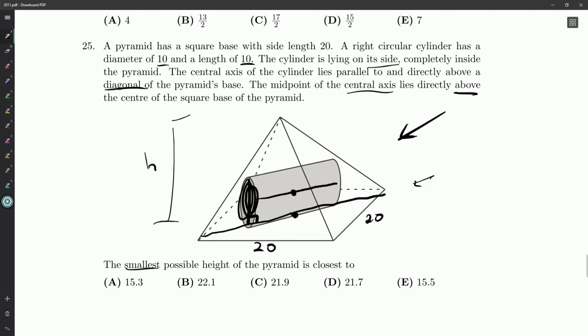Now, the smallest the height can be is the smallest value, h, we can have where the sides are just touching some part of the cylinder, and that's the smallest h we can get. Because to get it any smaller, then the side of the pyramid might actually be passing through, and then some of the cylinder would be outside the pyramid. Okay. So what can we do? Well, let's look at it top down.